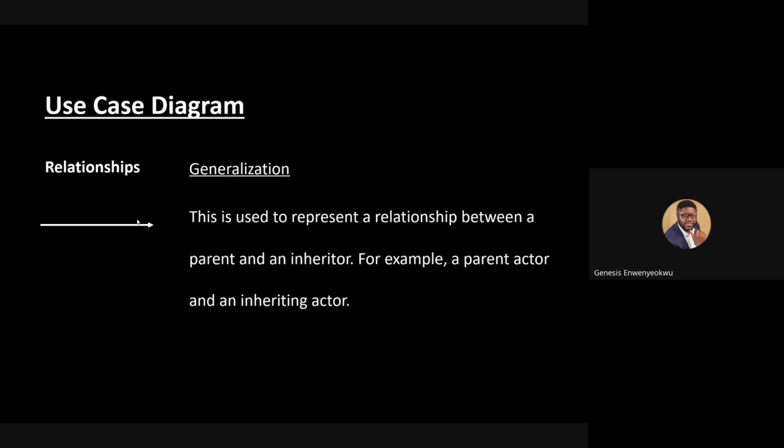Okay? The second type of relationship we have in use case diagram is generalization. Generalization relationship is a thick arrow with an arrowhead. It is used to represent the relationship between a parent and a child, or as we call it in the technical term, a parent and an inheritor. For instance, a parent actor and a child actor, or an inheriting actor. An inheriting actor is someone that inherits properties, functionalities from another actor, but have their own unique functionalities they also do, but they inherit certain properties or functionalities from another actor.